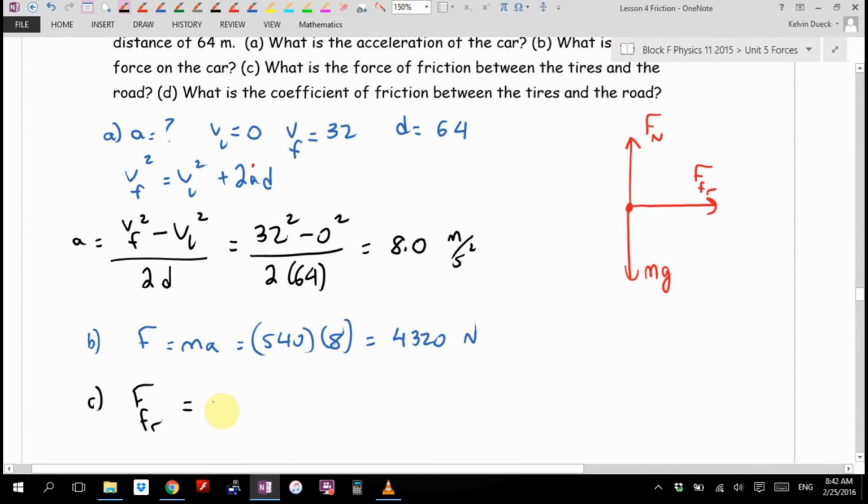Say that again. What does it always equal? You're right. I'm repeating this for a reason. What does it always equal?